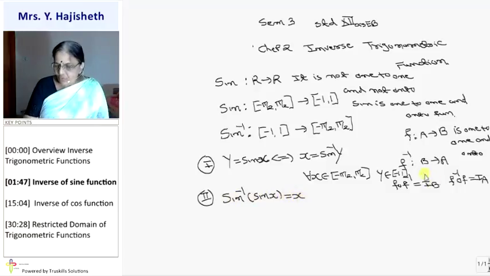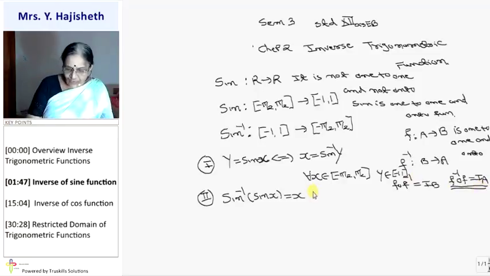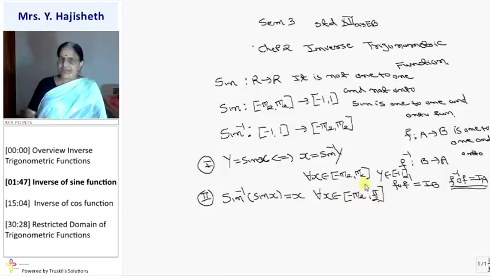See, f inverse of f is I A. So here sine inverse sine x is x for all x belongs to the closed interval. Here my A is the closed interval minus pi by 2, pi by 2 and B is the closed interval minus 1 to 1. So f inverse of f is I A. So sine inverse sine x is x for all x belongs to minus pi by 2, pi by 2.